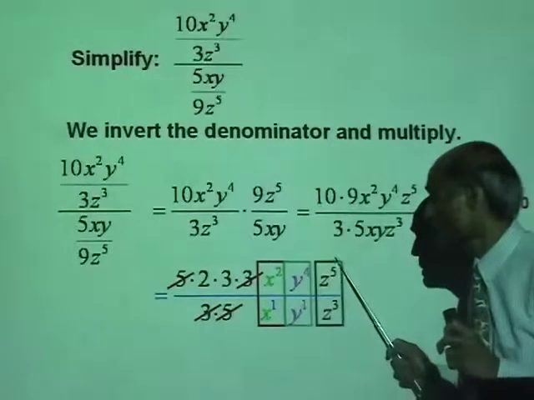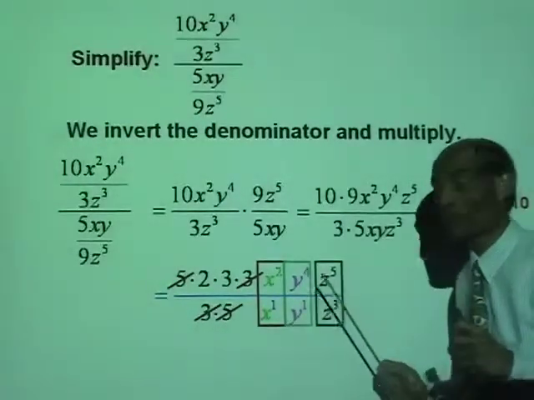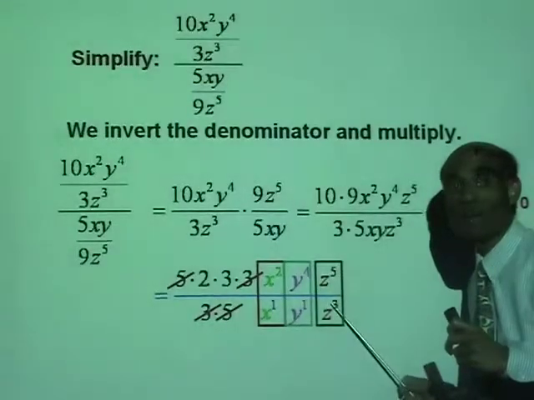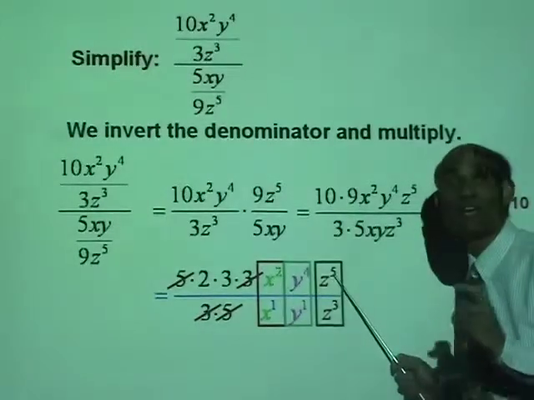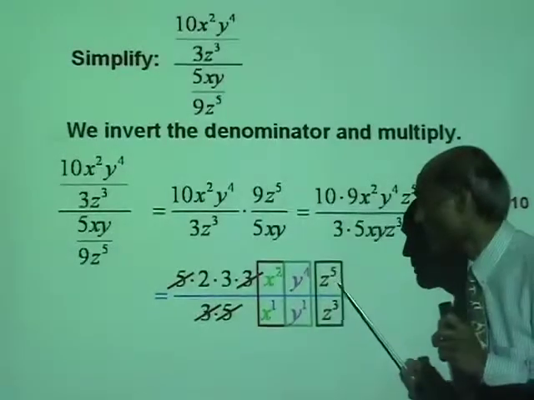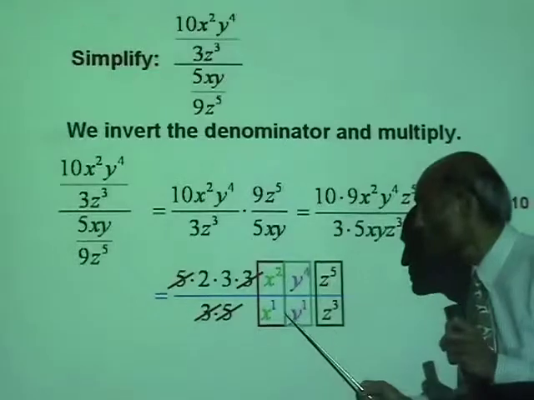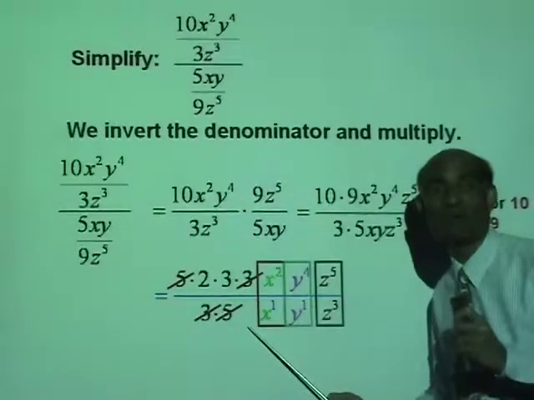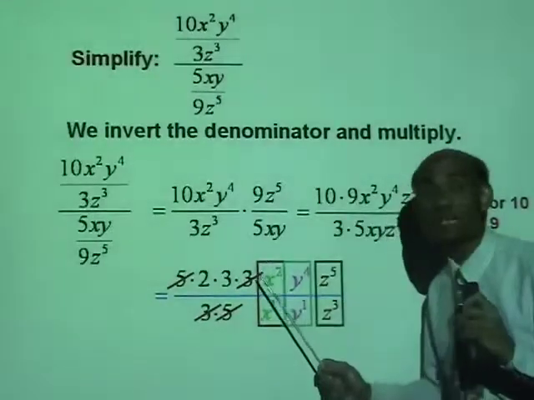And how about this? z to the power of 5 divided by z to the power of 3. Again, the numerator power is greater than the denominator power. So the answer will stay on the numerator as z to the power of 5 minus 3. That means all the terms from the denominator disappear. So what is the denominator now? The denominator is 1. And what is the numerator?